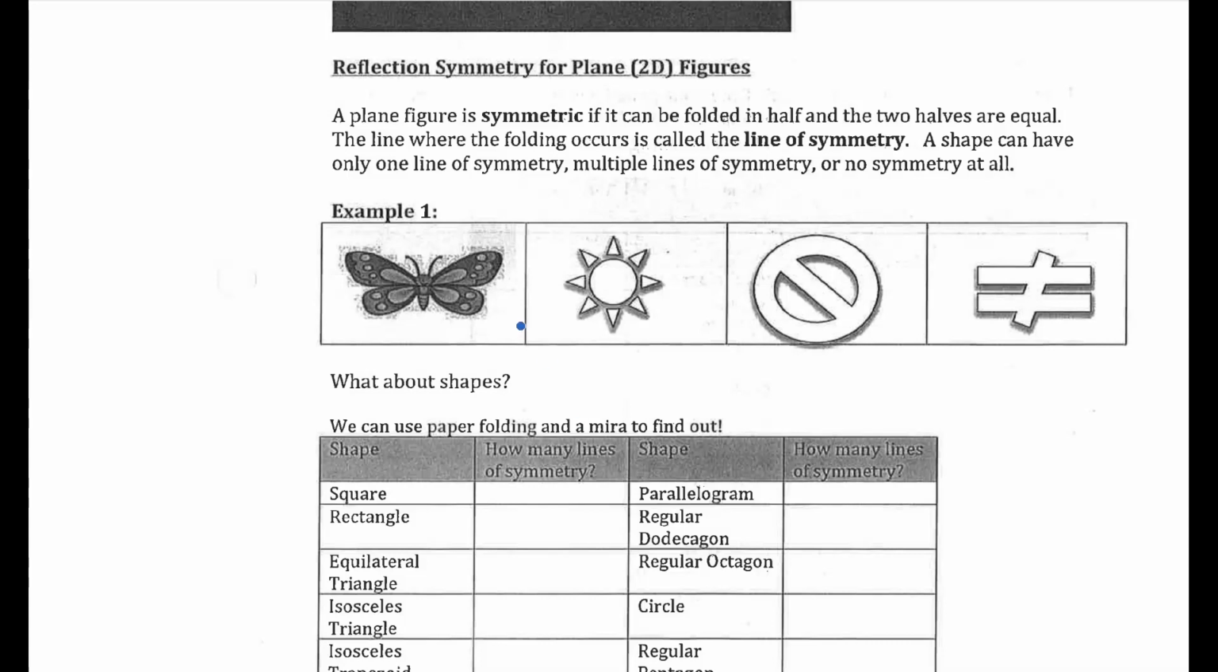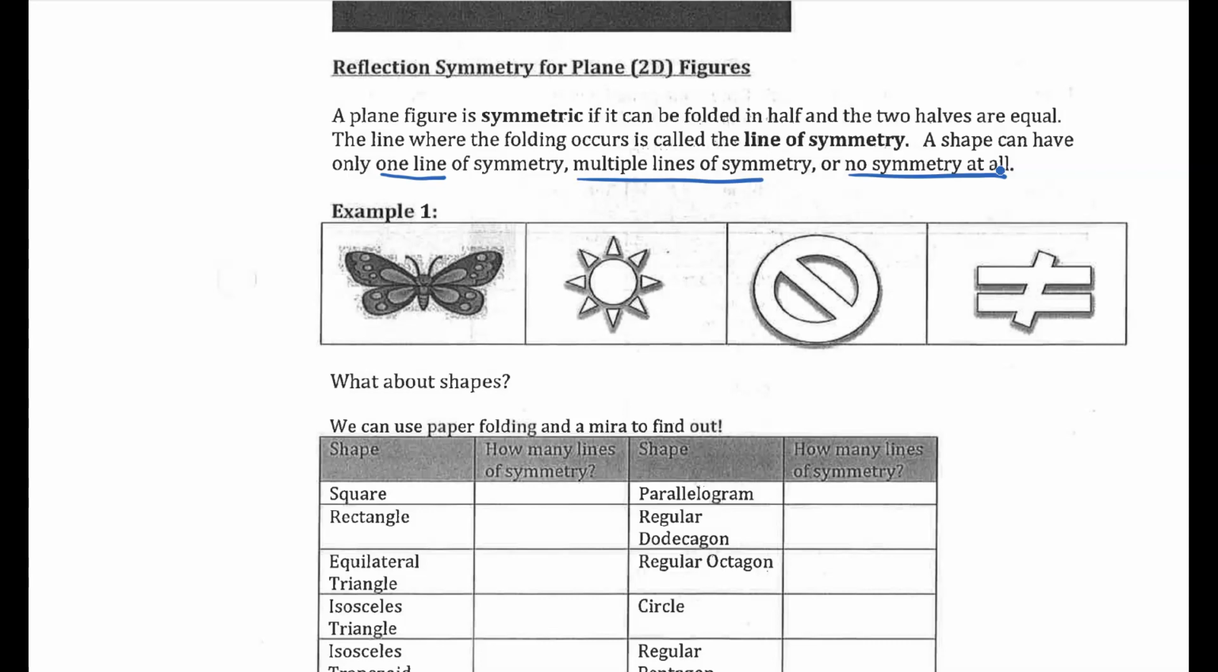And the line where you fold or you chop is called the line of symmetry. It's possible that a shape has one line of symmetry. It's possible that it has multiple lines of symmetry, and it's also possible that there aren't any lines of symmetry, that there's no symmetry at all. If you want, take a minute and pause the video and see if you can draw a line, or maybe more than one line of symmetry, on the shapes below.